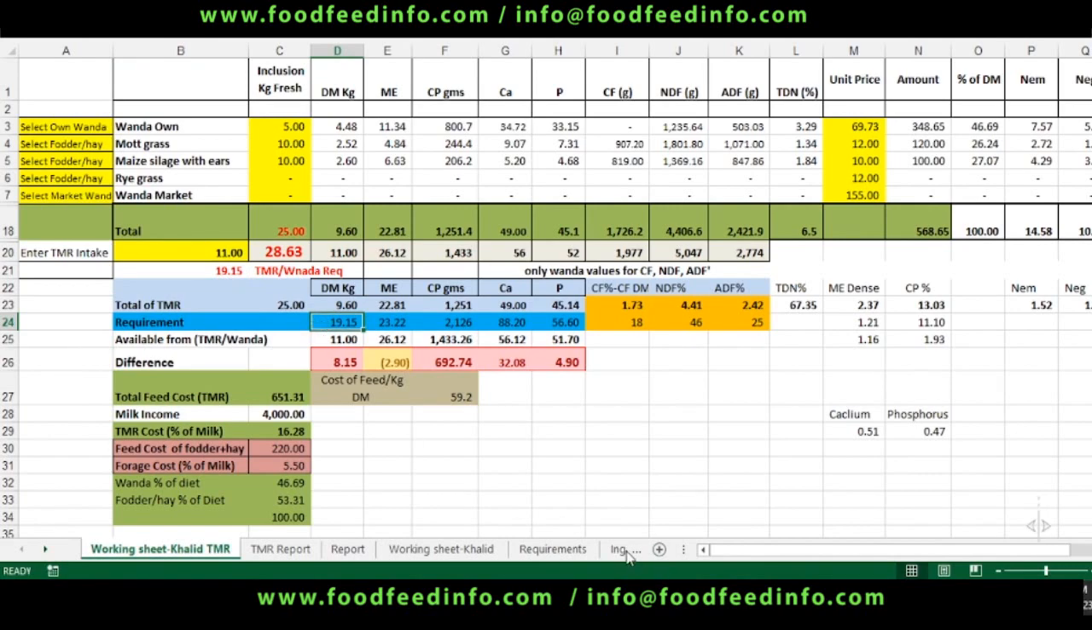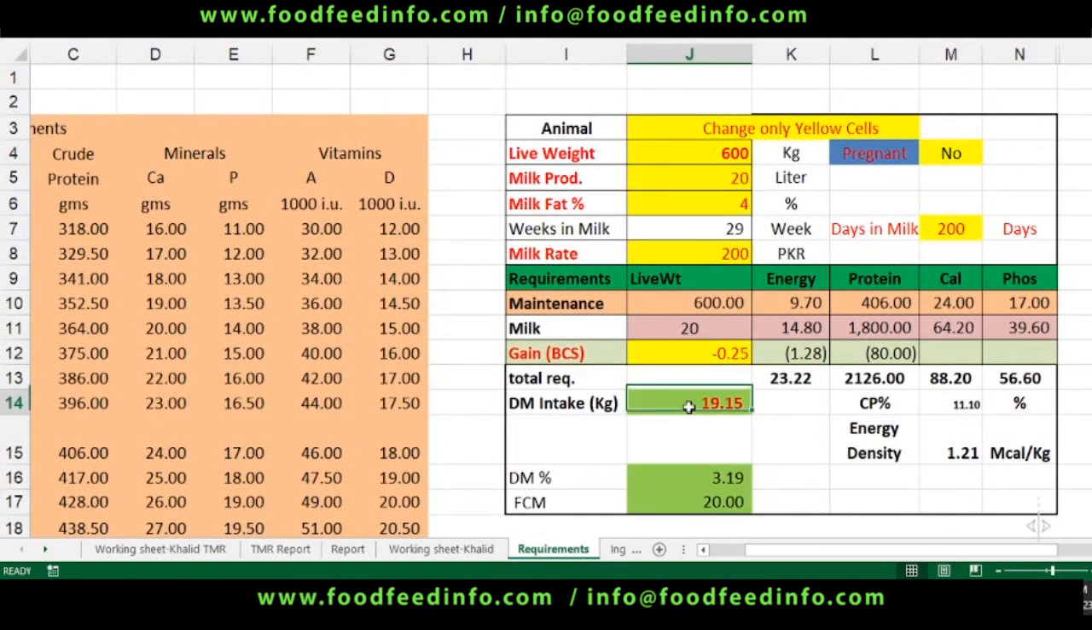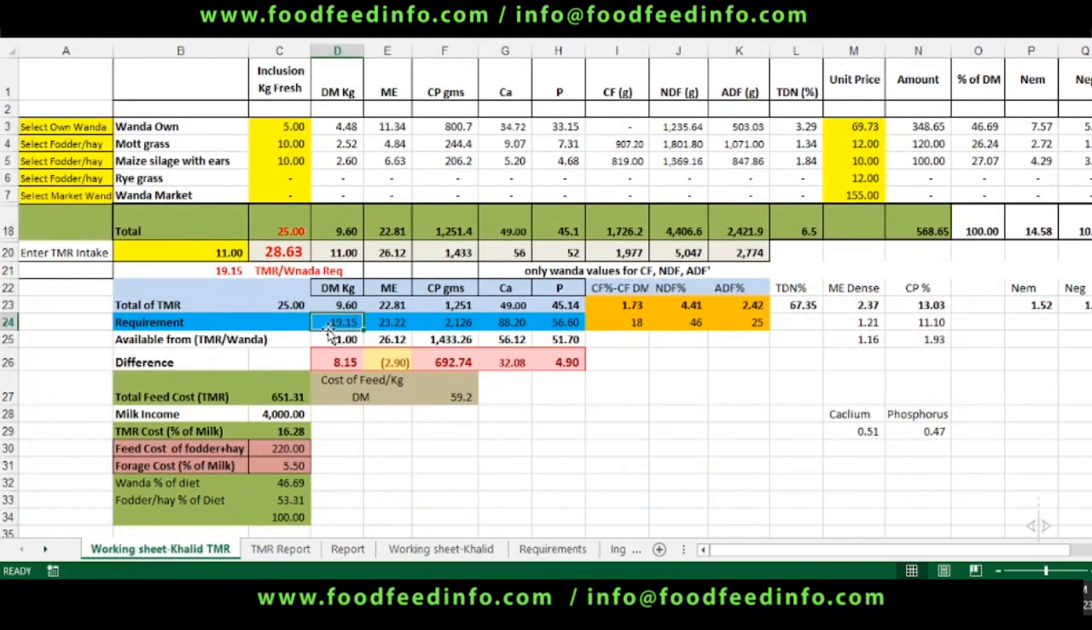How much is the dry matter intake? This dry matter intake is actually coming from this sheet. So this animal can consume up to this dry matter intake limit. So if you are feeding 19.15 on a dry matter basis, you are going to feed almost 50 kg in a fresh form. 50 kg in a fresh form means your silage is 10 kg and this is 10 kg. That is actually giving you only 2.6 kg of dry matter, and this is only giving you 2.52 kg.